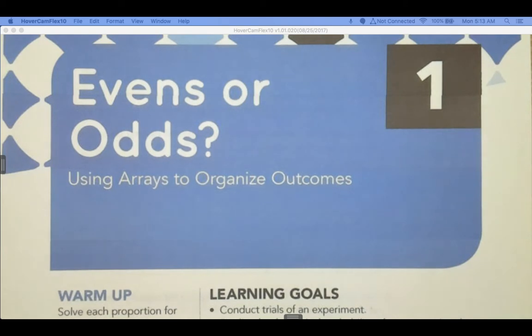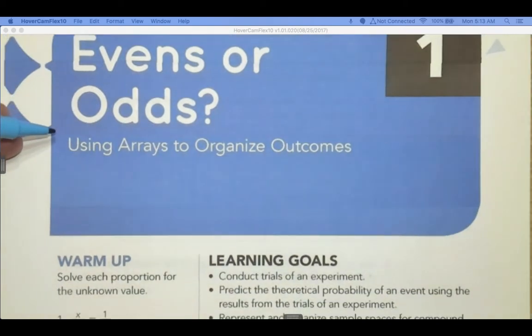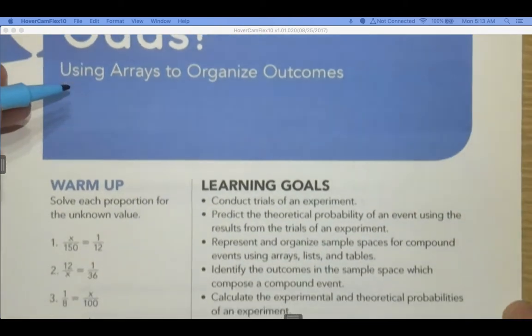All right, this is Module 4, Topic 2, Compound Probability. And so this first lesson is dealing with evens or odds using arrays to organize outcomes.